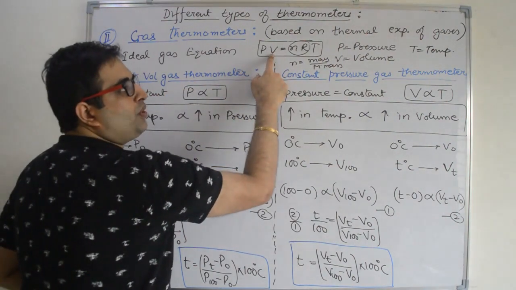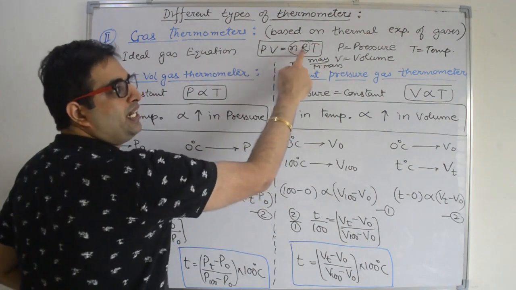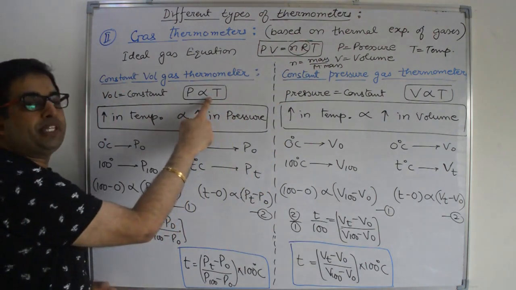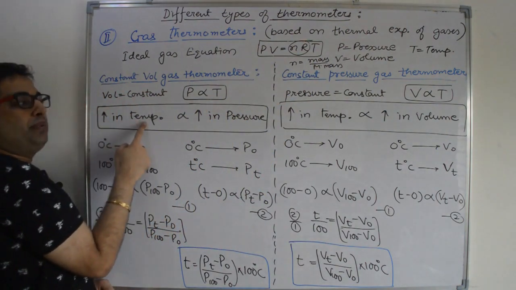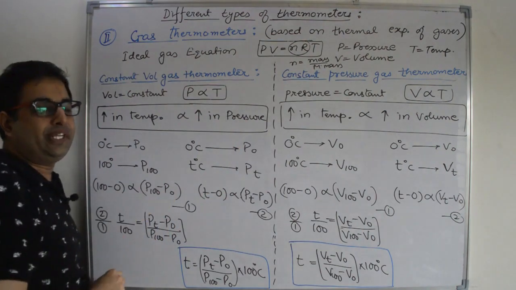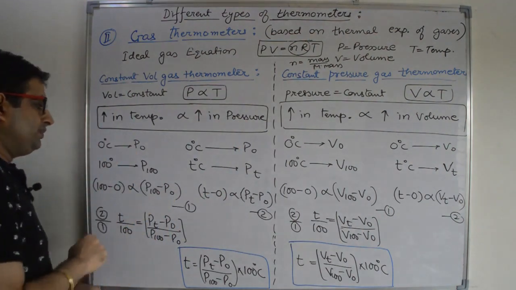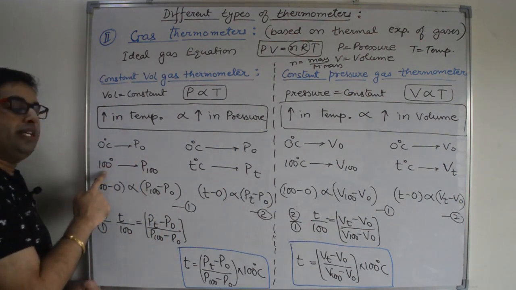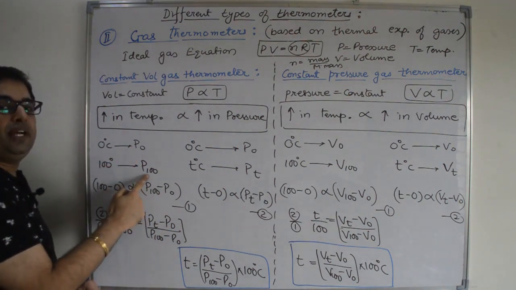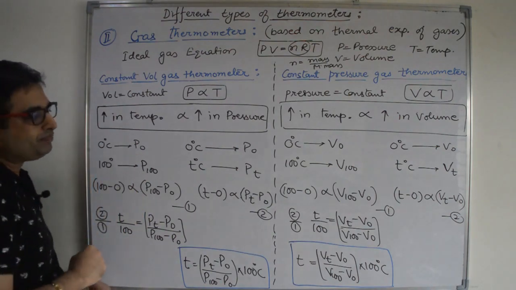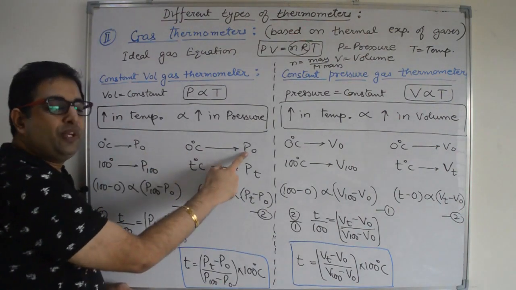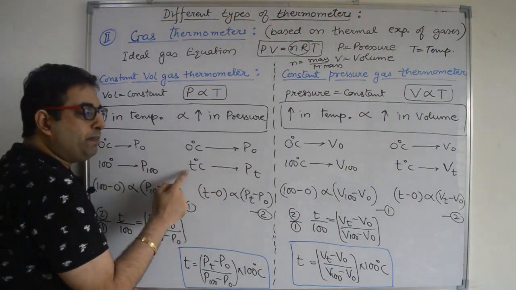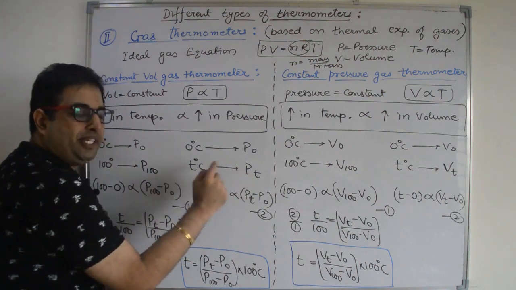So if volume is constant, for the given gas n and R are both constant, so pressure is directly proportional to temperature. As we increase the temperature, the pressure of the gas will also increase. Let us suppose at 0 degrees Celsius, the pressure of the gas is P0. At 100 degrees Celsius, the pressure is P100. Two reference points. At some temperature T degrees Celsius, the pressure in the gas is PT.